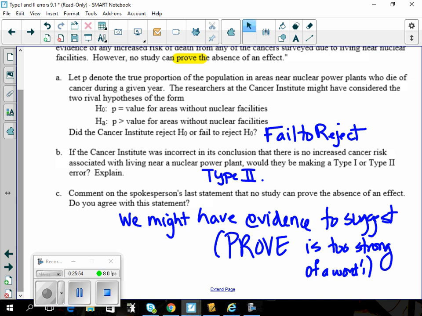So number 3, I'd like for you to go ahead and look at type 1 versus type 2 errors and talk about the context of them and which one might be more serious, okay?